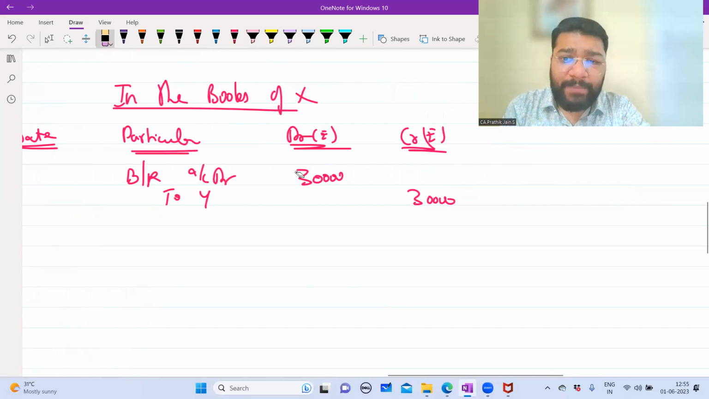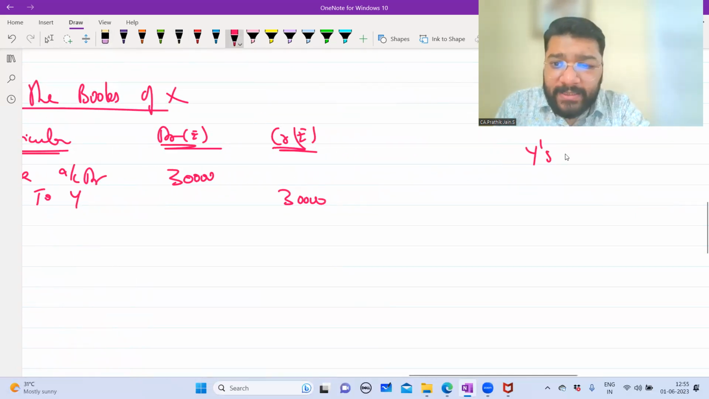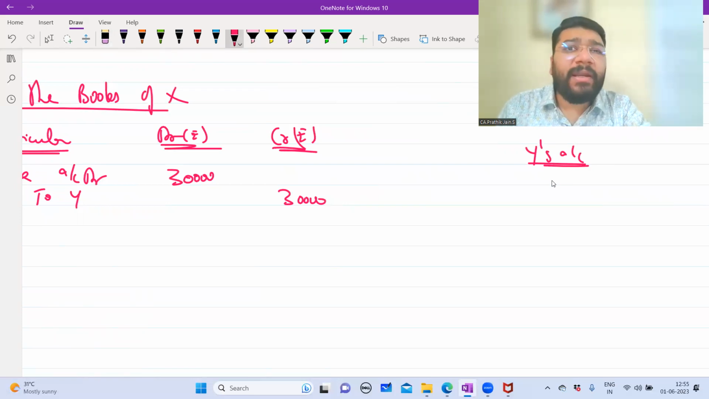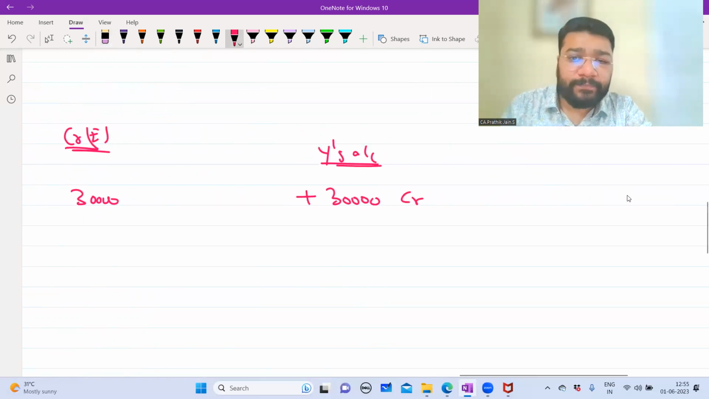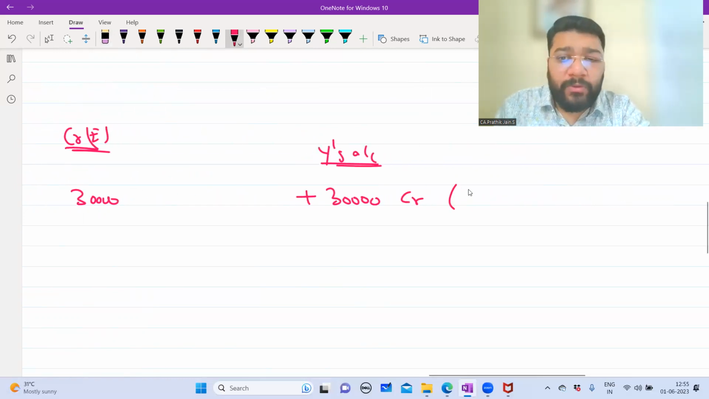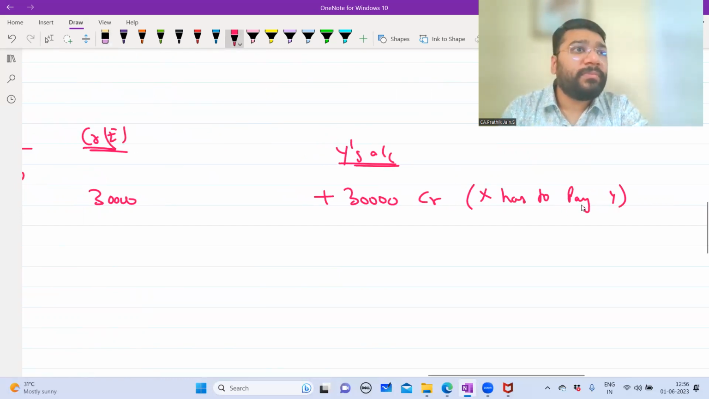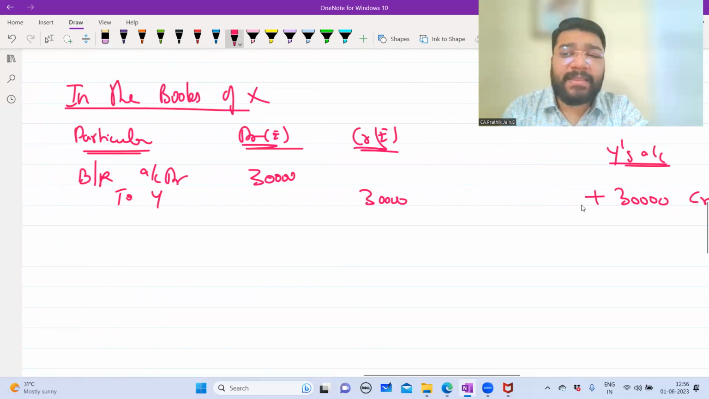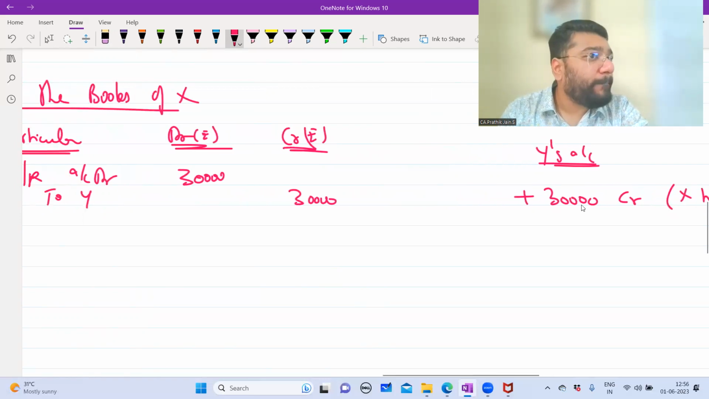Clear, sir. Simultaneously, you are supposed to open Y's account in the books of X. So guys, Y, have you credited or debited here? 30,000 credit. This means what? From X's point of view, X has to pay Y. Yes or no? 30,000 rupees Y credit balance means X has to pay this to Y. Okay, not okay?